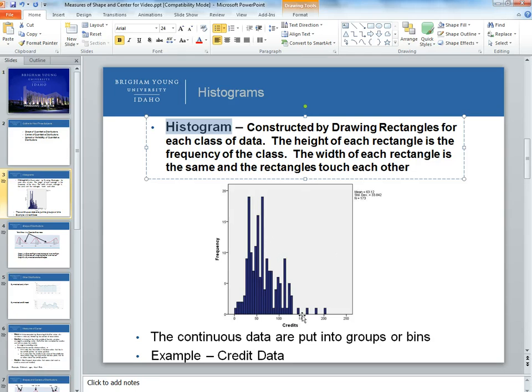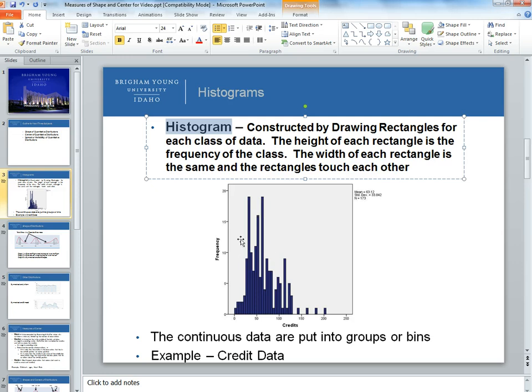Now the data here represents students that have taken a statistics class previously, and at a certain point in time the amount of college credits that they have. So for instance, these students here have over 100 credits. The height of each of the rectangles is the frequency of a class. So for instance, in this area here there are about 18 students, here about 16.